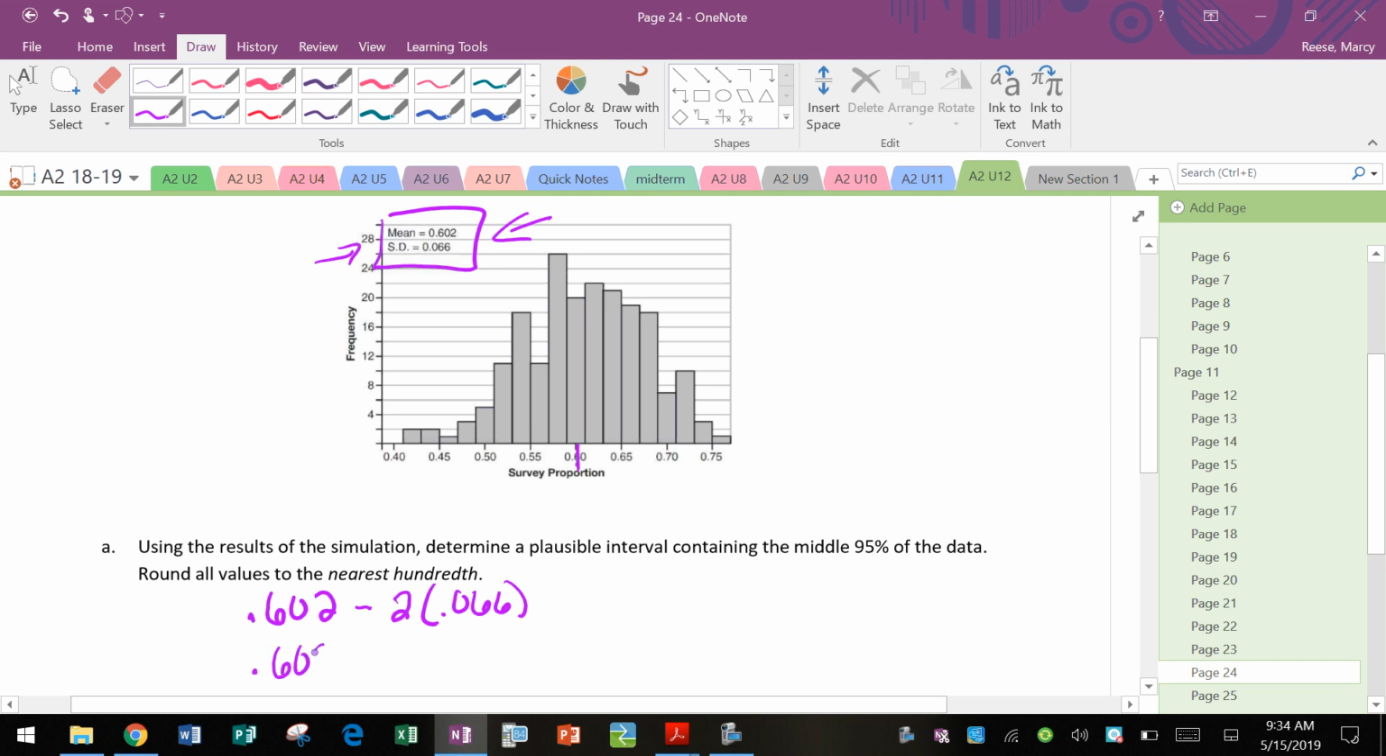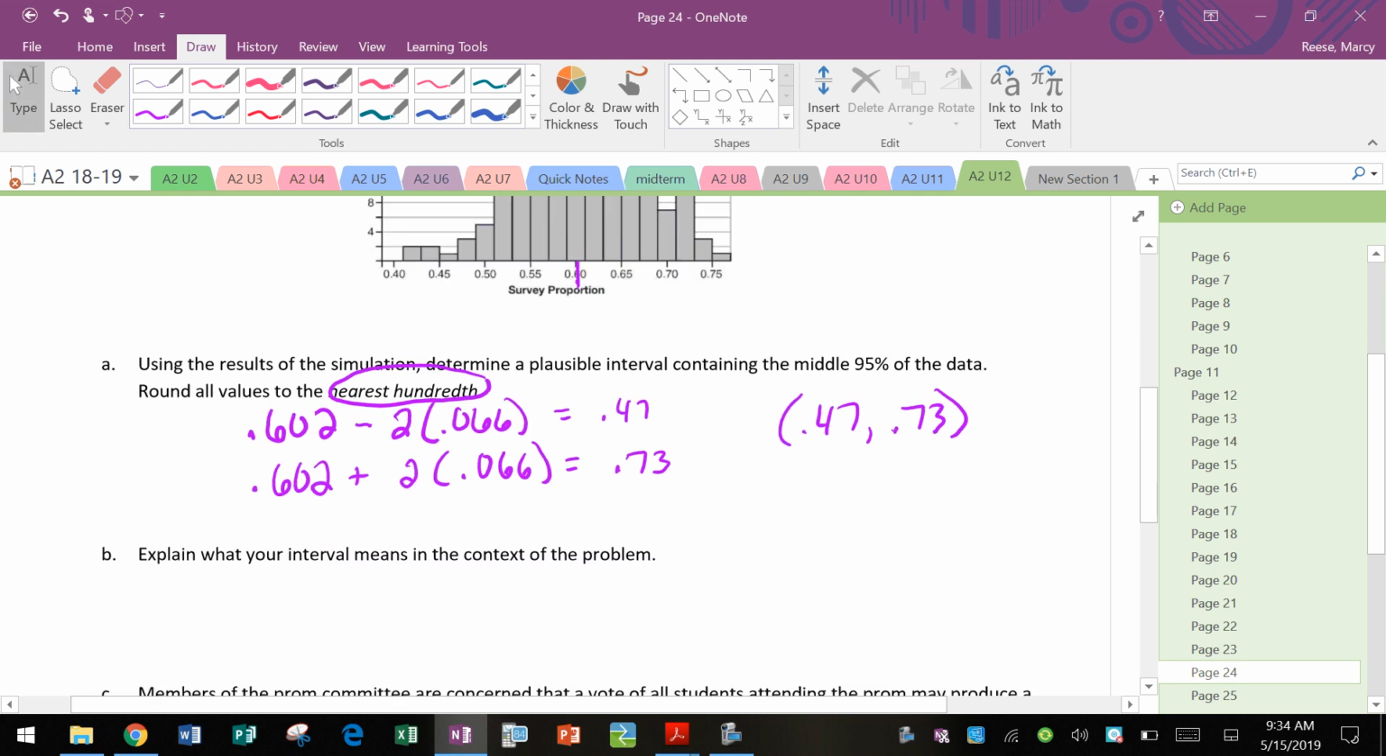And then I'm going to do 2 standard deviations above. And when I get that math and I round it to the nearest hundredth, this is going to be rounded to 0.47, and this is going to be rounded to 0.73. So my confidence interval for this data set is 0.47 to 0.73. So depending on what the Regents gives you for each question, you have to know both methods. If they give you this, you need to know the method with the 2 standard deviations. If they give you the other one with the margin of error, you have to know that.